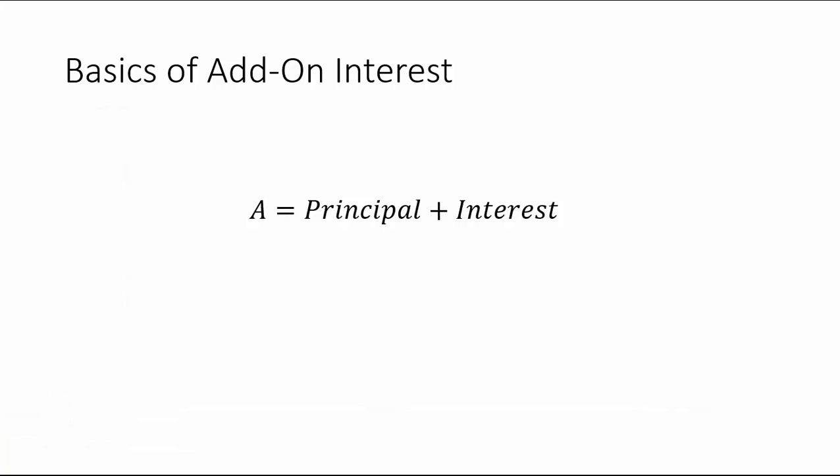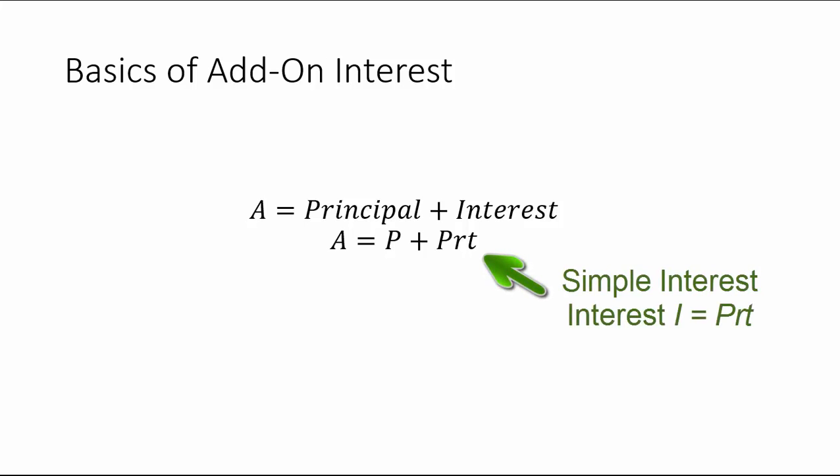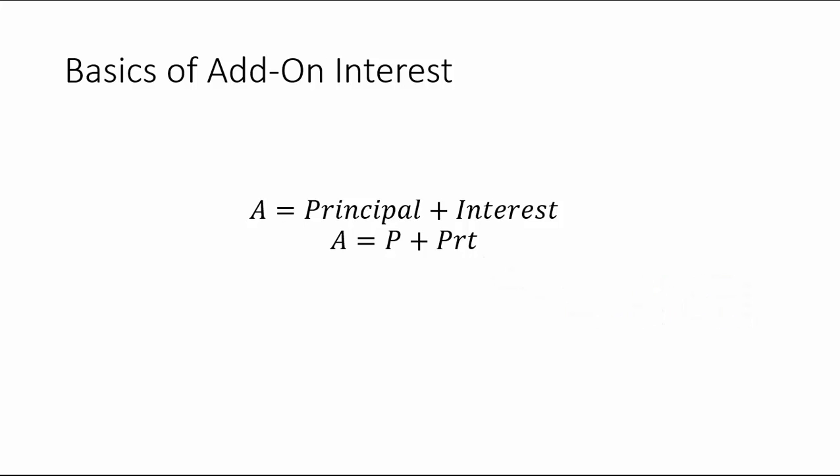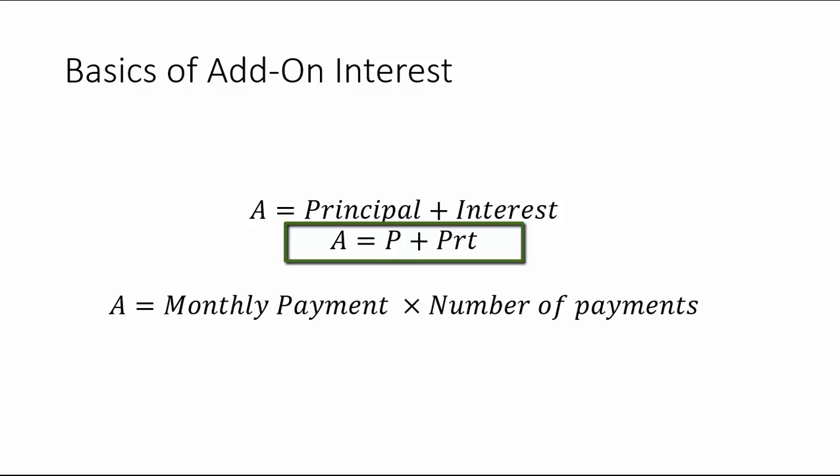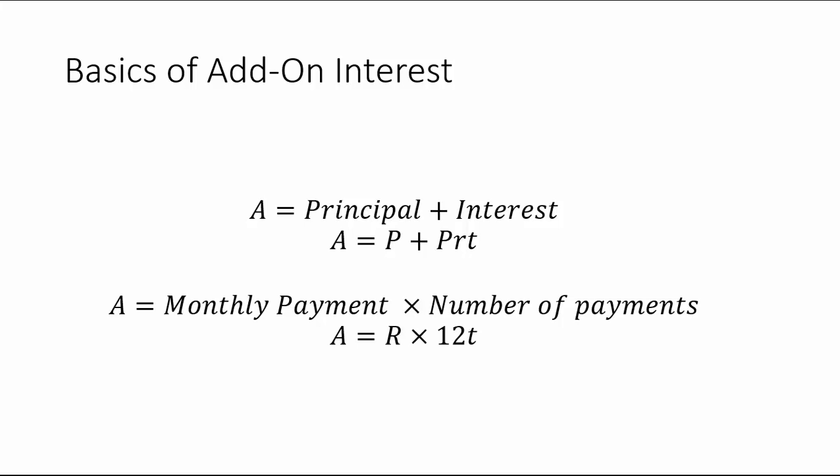Here are the formulas for add-on interest. The amount that you have to pay in total is going to be the principal plus the interest. But the interest we're talking about is simple interest, principal times rate times time. So the amount to pay off the loan is principal plus principal times rate times time. The amount to pay off the loan is also equal to the amount of the monthly payment times the number of payments. We called the amount of the regular monthly payment R, and the number of payments was 12T. So we have two different relationships.